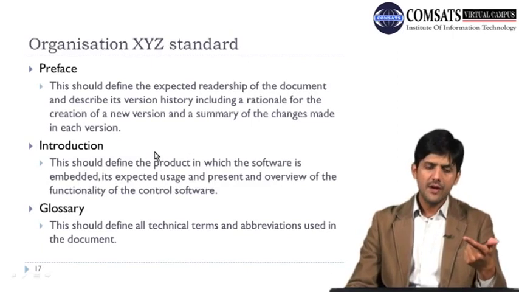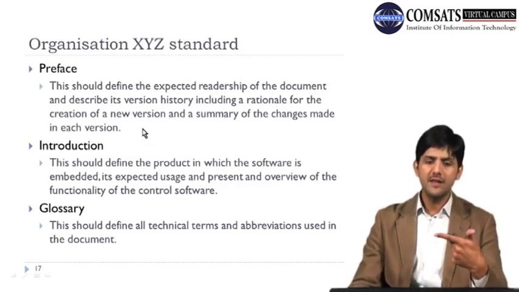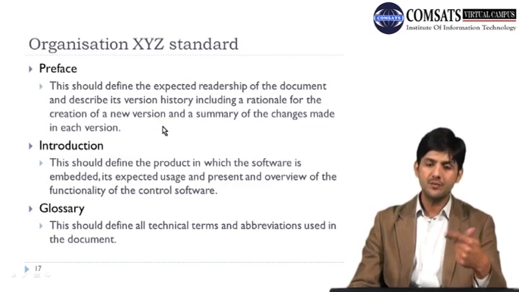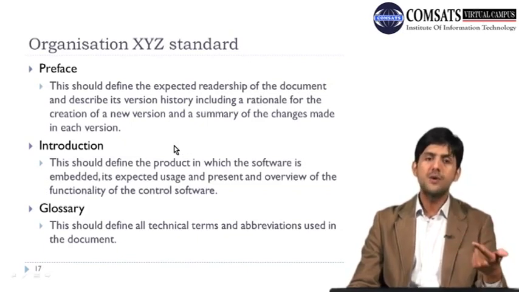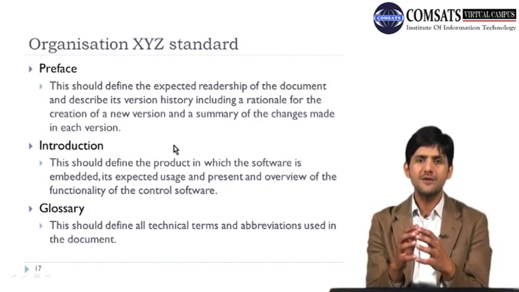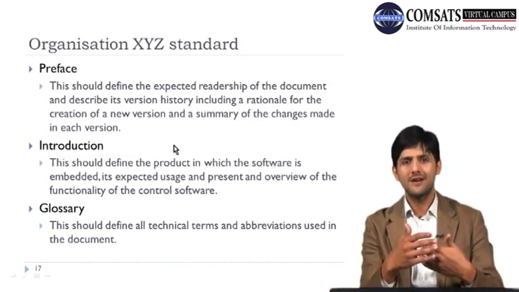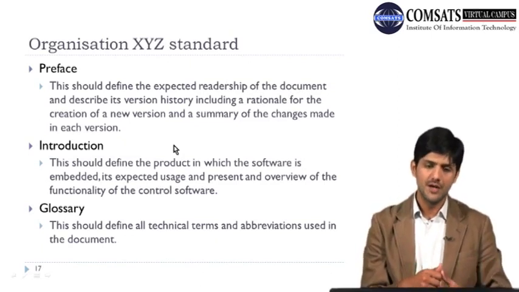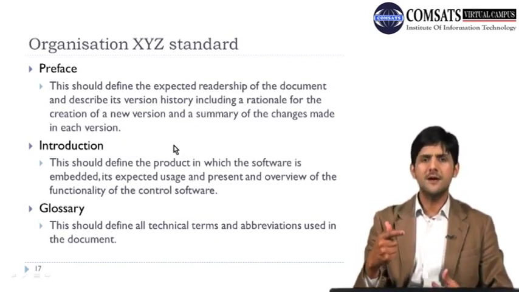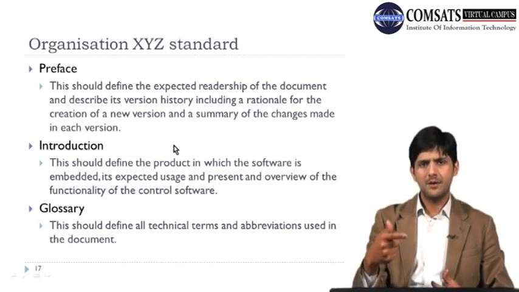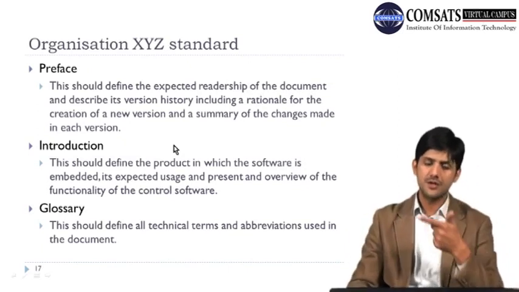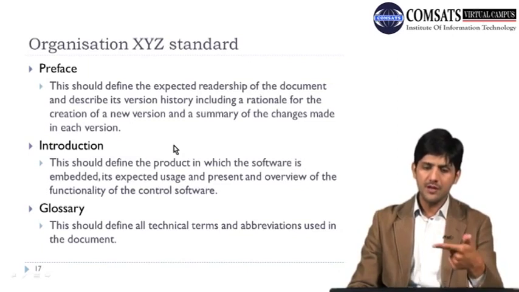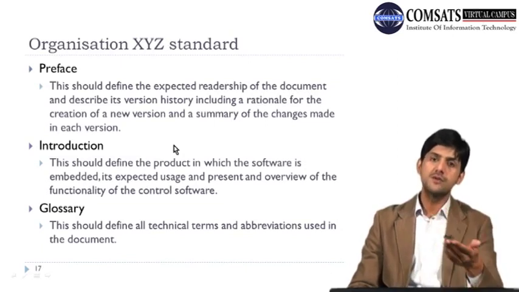They can have a preface, where this section may define the expected readership of the document and describe its version history, including a rationale for creating a new version and a summary of the changes made in each version. You have read multiple books so far, so you can see that there's a preface section preceding the introductory chapter of a book, and it describes what kind of readers the book targets. So this company has a preface section, then they have an introduction. The introduction should define the product in which the software is embedded, its expected usage, and present an overview of the functionality of the control software.